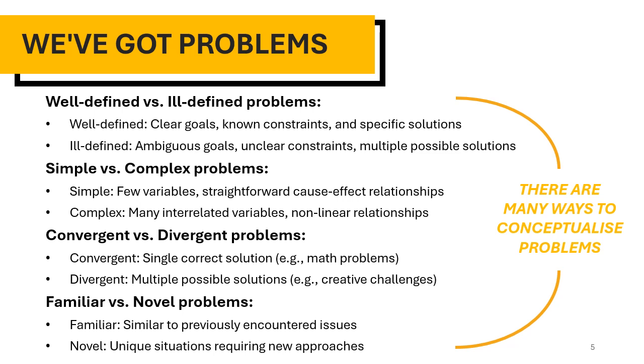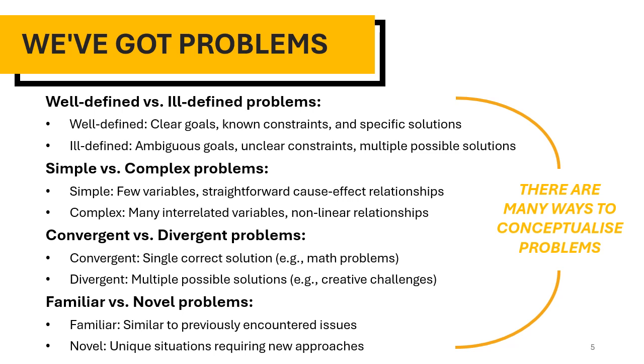There are many ways to conceptualize problems. Here are just a few. So we've got well-defined versus ill-defined. Is it clear? Do we know the constraints of the specific solutions we're looking for? Or is it all a bit hazy and unclear?